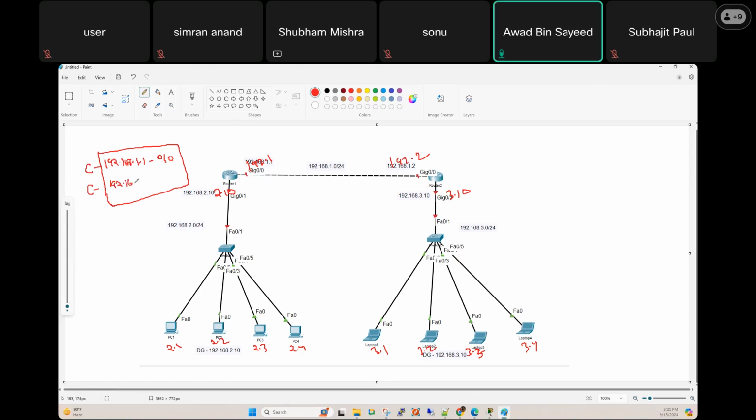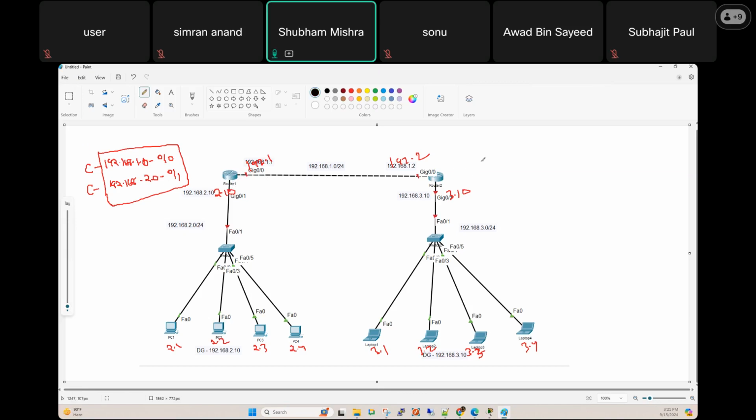192.168.2.0, directly connected on which interface? Gig 0/1. Right, everyone? I'm not talking about the local routes. Local means the exact IP address, that is 192.168.1.1 and 2.10. That is the local. Understand everyone? Yes or no? Yes. So right now, this is the routing table of R1.